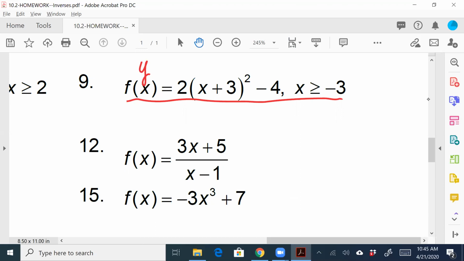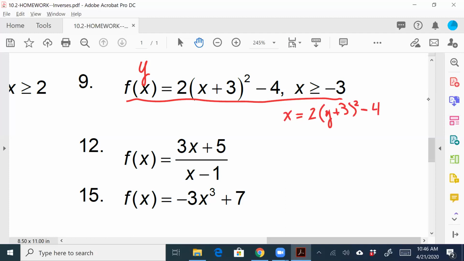Then what we do is we switch. So where there's a y, we put an x. So instead of y equals, we're going to say x equals 2 parentheses y plus 3 squared and minus 4. And then we're going to solve for y. We're going to try to get y here alone.